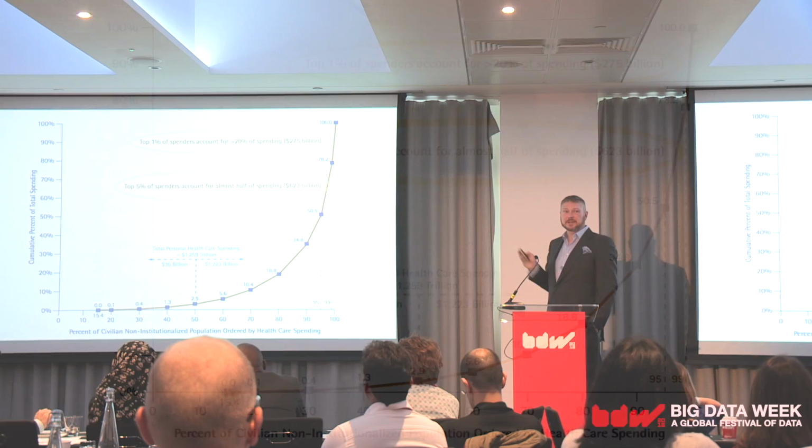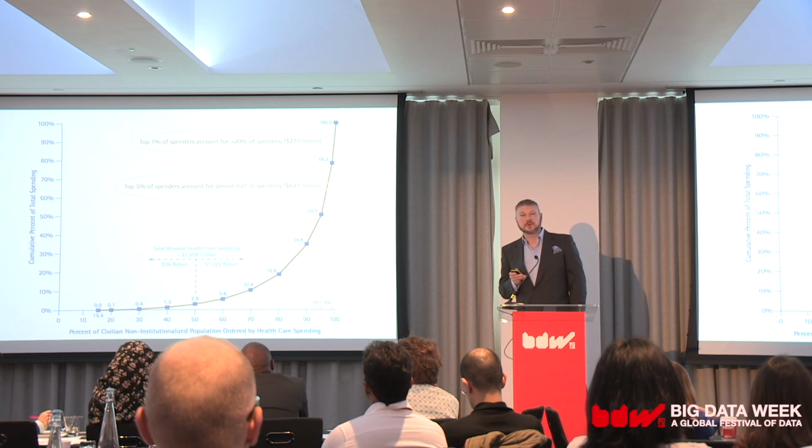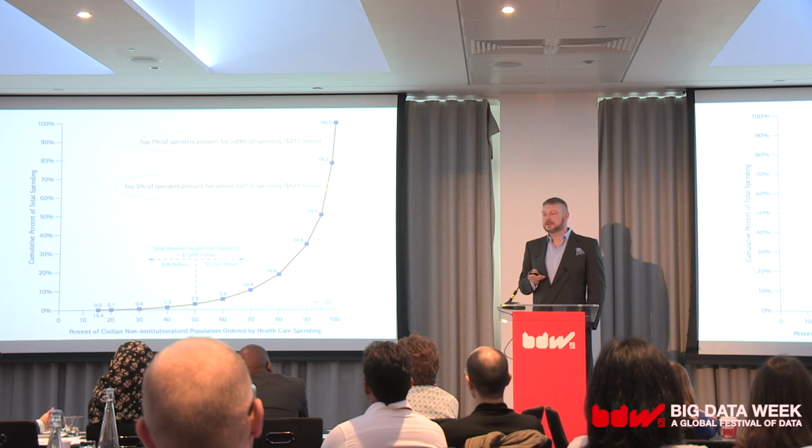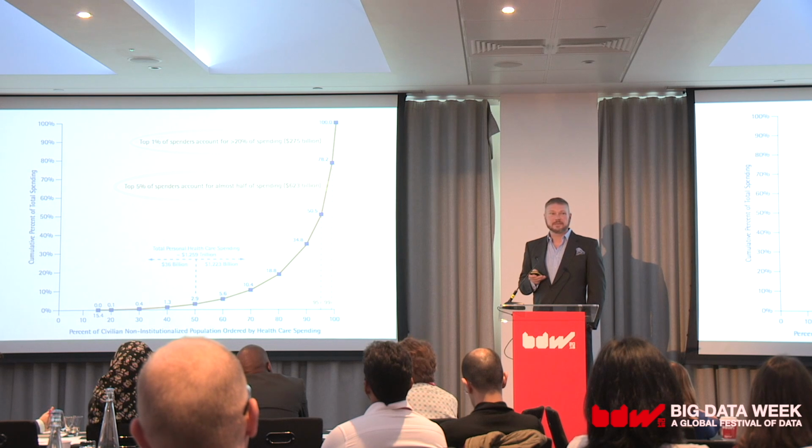Now, you could look at that and say, oh, that's obviously where the cuts have to come from. Except that's the sickest patients. Those are the people that actually need the healthcare the most. And so you can't just go cut there. You have to be much more clever about how you save the money.